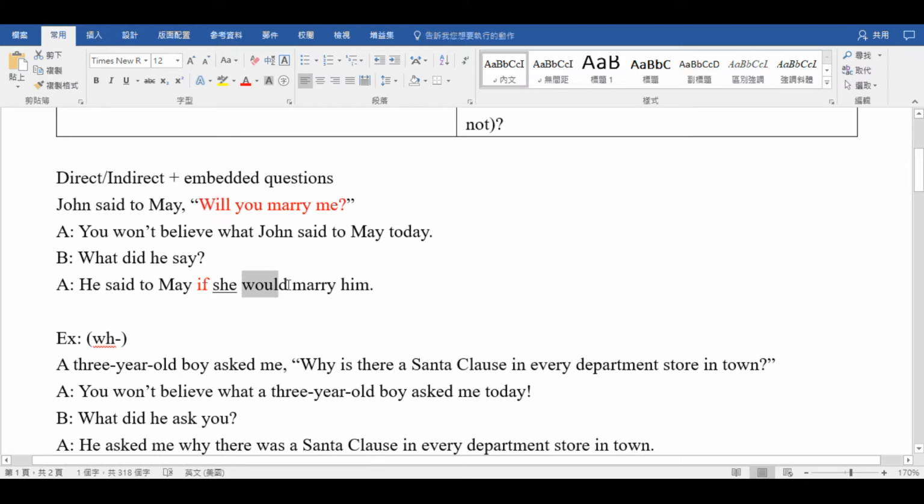So there are two things that we have to pay attention to. First, make sure of the order of words. When we rewrite a sentence from its direct speech form into an indirect speech form, we have to make sure that the subject is before a verb. That's the first thing we have to know. And the second thing is we need to change the tense of the sentence, go back in time. So here, will you marry me turns into she would marry him. Of course, the persons are different, okay? So these are the two things that you have to pay attention to. Let's move on to the next example.